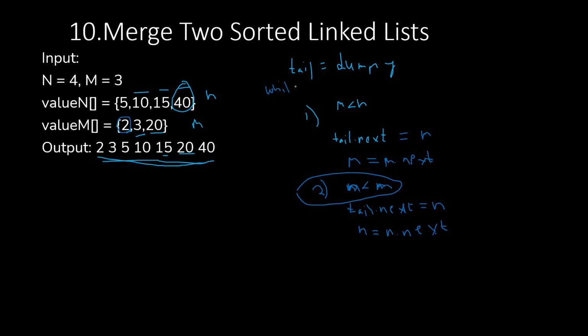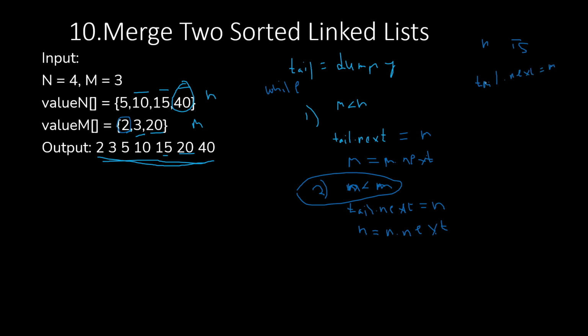Inside the while loop till all the conditions have been checked. While checking there will be one value remaining, as we discussed earlier, 40 is remaining at the end. So for that there are two conditions: if head 1 is empty, I mean if n is empty, then we simply say tail dot next will be equal to m.